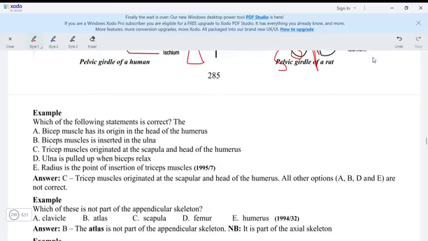So here we stop the class for today. The next class will continue with joints, and we also round it off with the supporting system in plants. So thanks for listening.